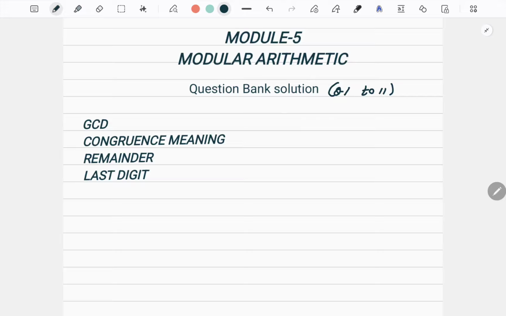Yes, then you practice question bank questions from this. Okay, so let us start with this. The very first topic is GCD, which is a very simple concept. In this video, I will be covering question number 1 to 11, and there will be four concepts: GCD, meaning of congruence, how to find out the remainder when a certain number is divided by something, and how to find out the last digit. So let us start with the GCD.